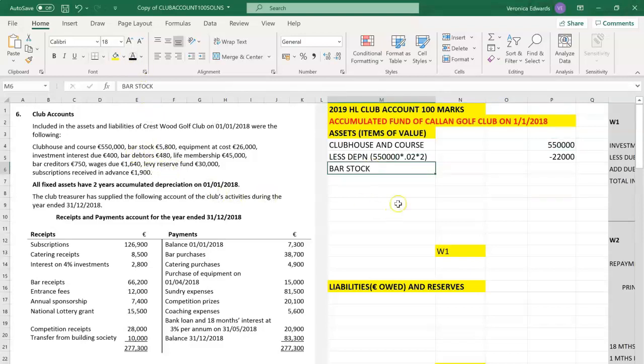Now we move through our list to the next item, bar stock. Bar stock is something of value to the club on the 1st of January. If it has stock in its bar, then that's something of value. And the bar stock figure in this case is 5,800. The next item we meet here is equipment.